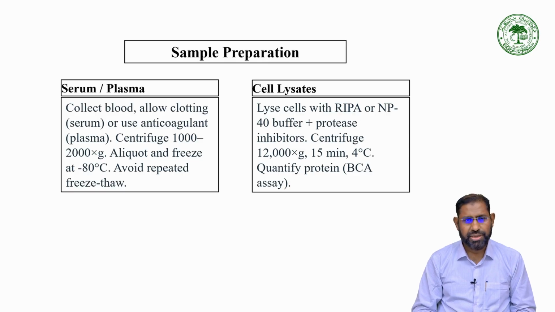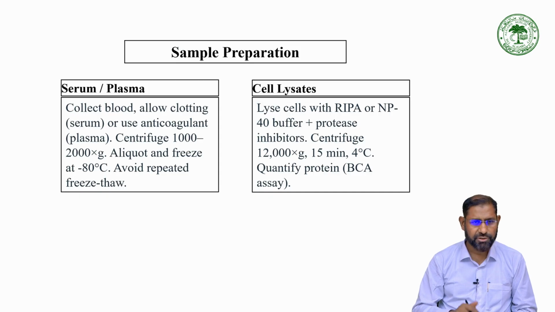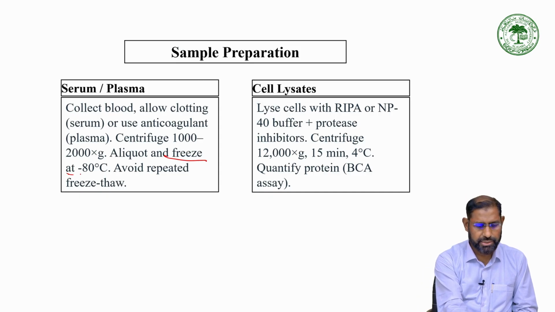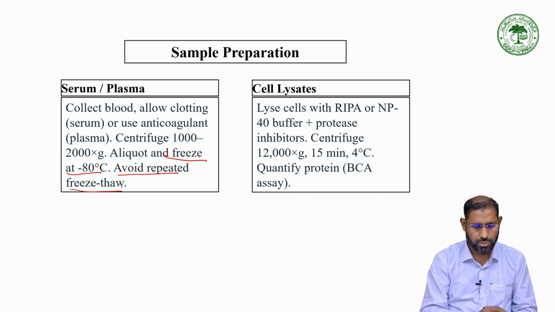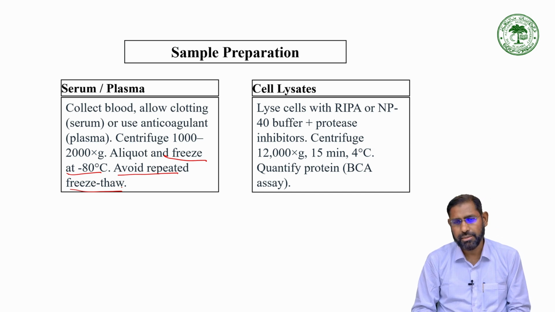Serum and plasma: we collect the blood, allow clotting for the serum or use anticoagulant for the plasma, and then centrifuge at 1000 to 2000 G, then aliquot and freeze the sample at -80 degrees and avoid repeated freeze and thaw. This is very important because it degrades the proteins.